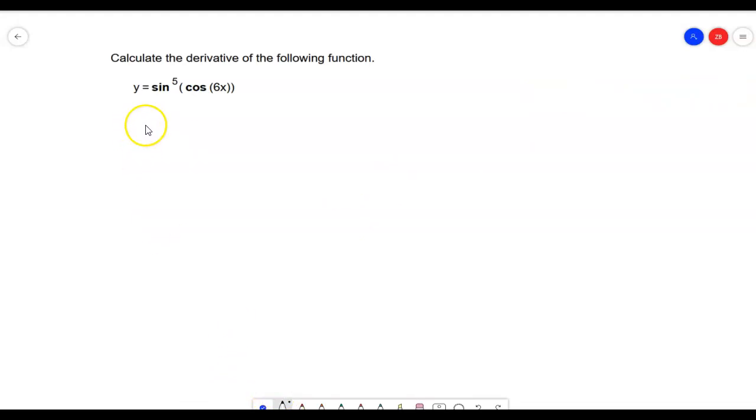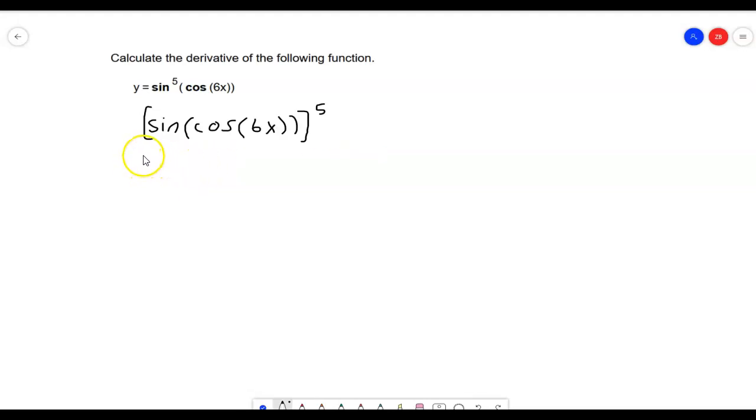So I'm going to first start off by saying the sine of the cosine of 6x like this, and then I'm going to raise the whole thing to the fifth power like this. Once I do that, this is really where it's helpful to use a u substitution just to see how things are laid out.